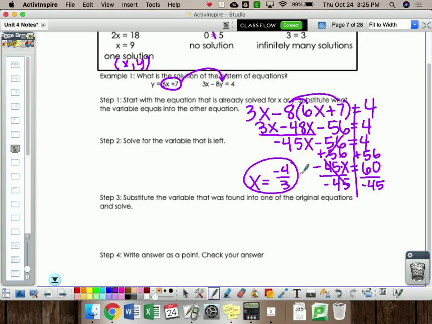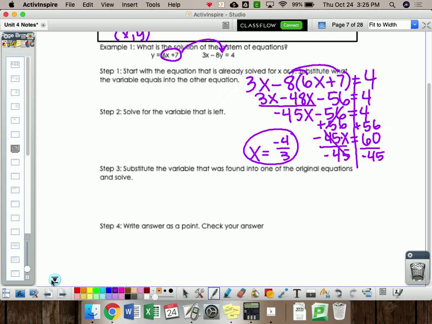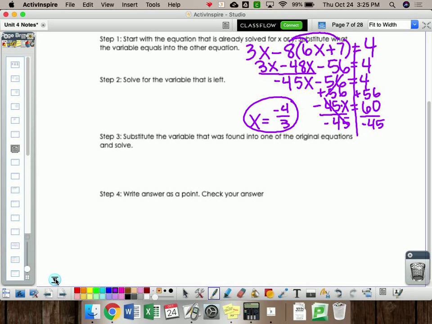Remember, in our entire unit, when we're solving a system, we have to write our answer as a point. So we have found in our ordered pair that the x is negative 4/3. I still have to find what the y equals. Plug that x you found into one of the original equations.